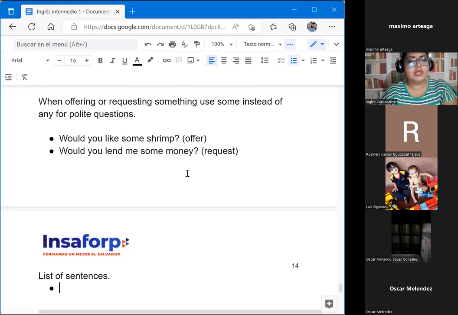When you have your sentence, you can write it on the chat.